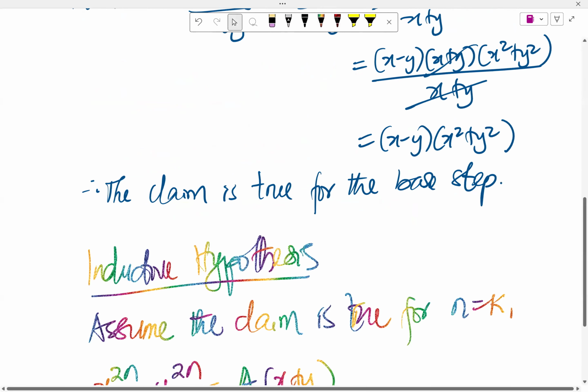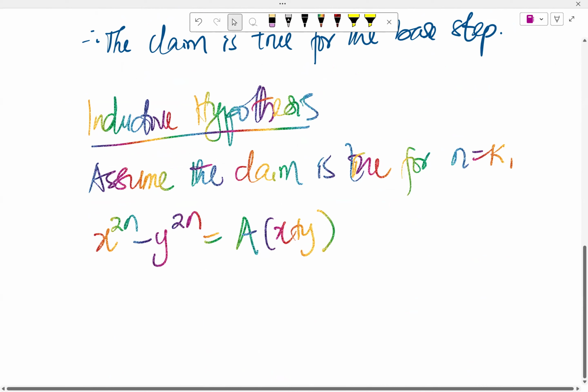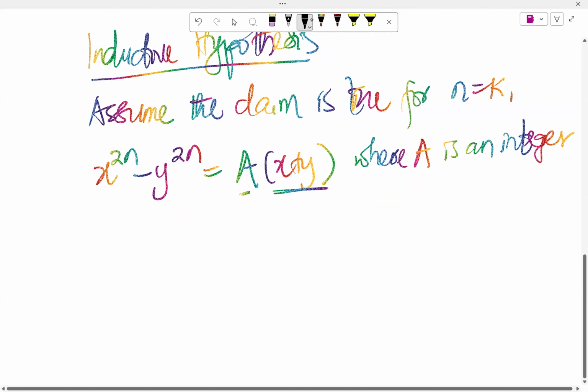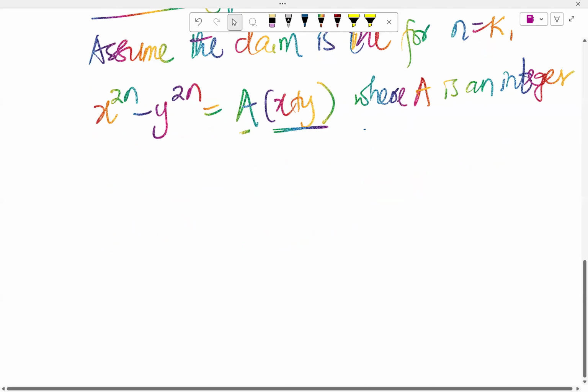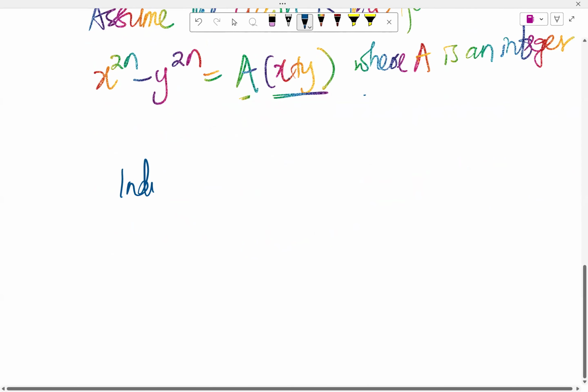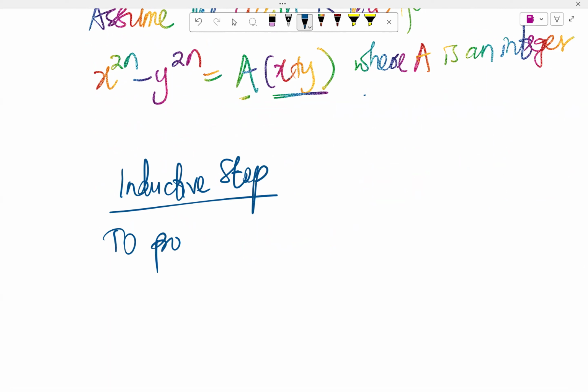So if it is going to be true for n equals k, it means you are going to have a particular integer A multiplied by x plus y. Don't forget that A is an integer. The key is that you have this x plus y standing out right there. So that takes us to the final fight, the last fight, like they say. That's the inductive step. At the inductive step, now we want to prove that the claim is true.